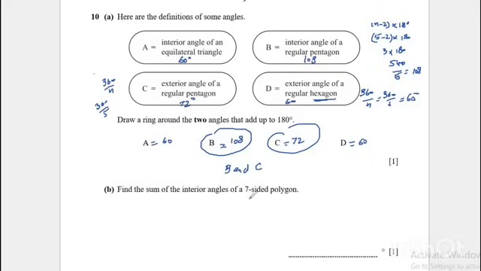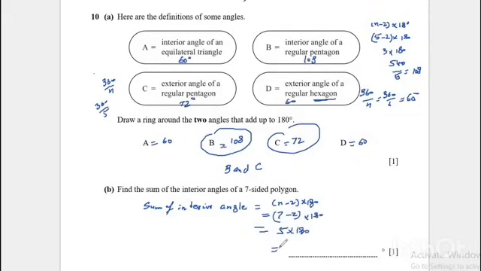Next, find the sum of the interior angles of a seven-sided polygon, which is a heptagon. Again, the rule is the same: the sum of interior angles of a seven-sided shape is n minus 2 multiplied by 180. So 7 sides, 7 minus 2 multiplied by 180. So 5 multiplied by 180 is equal to 900. So 900 degrees. I hope it is clear. Thank you.